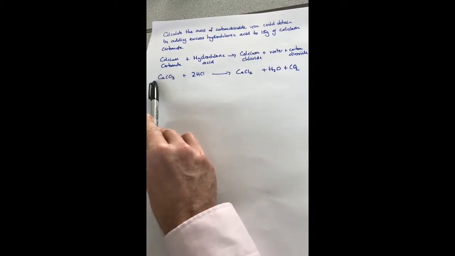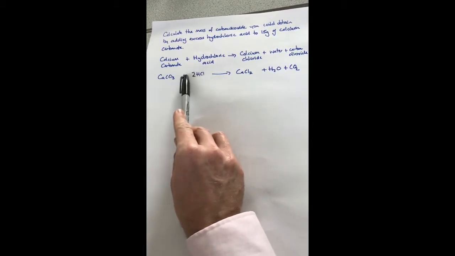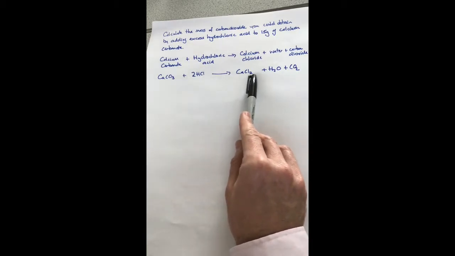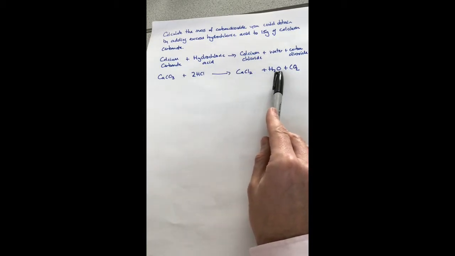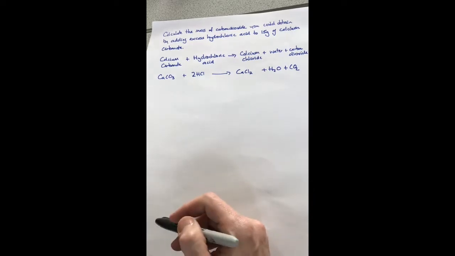So in this example, we've got: calculate the mass of carbon dioxide that you could obtain by adding an excess of hydrochloric acid to 15 grams of calcium carbonate. We've got the equation, so it tells us that calcium carbonate reacts with hydrochloric acid to produce calcium chloride, water and carbon dioxide. Underneath that, they've given us the balanced formula equation. So here we can see we've got 1 mole of calcium carbonate, 2 moles of hydrochloric acid, 1 mole of calcium chloride, 1 mole of water and 1 mole of carbon dioxide.